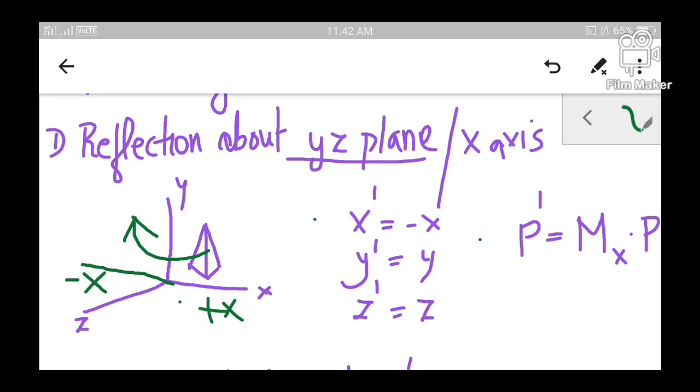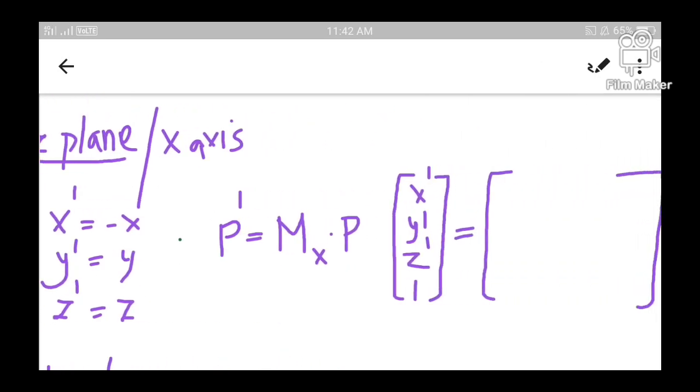Let us move on to the general equation. General equation in this situation can be written as P dash is equal to Mx into P, where P is the initial point. That means any point on the 3D object before reflection. P represents any point on the 3D object before reflection, and P dash represents the same point on the 3D object after reflection. So how can the point on the reflected object be obtained? That means P dash can be obtained when P is multiplied with Mx.